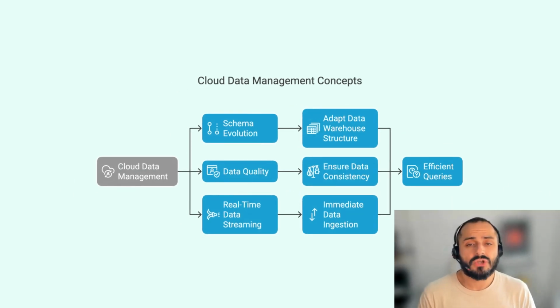Before we examine Snowflake, Amazon Redshift, and Google BigQuery in detail, let's briefly touch on some key terminology that might pop up throughout our session. When we say schema evolution, we're talking about the processes and strategies used to adapt the structure of your data warehouse as the data itself changes over time. This often involves adding new columns, modifying data types, or rearranging tables so that your queries remain accurate and efficient.